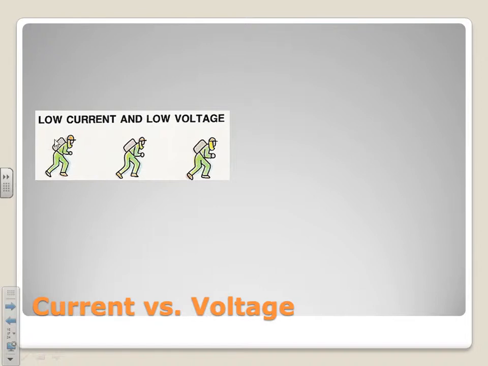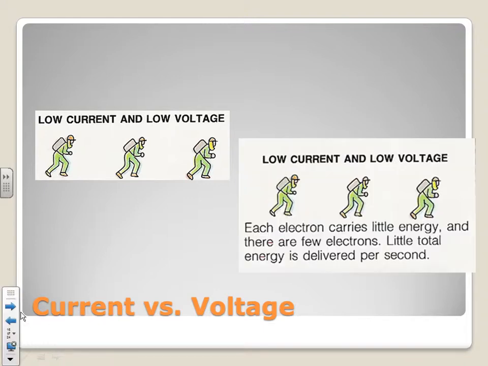Okay. So when we talk about low current and low voltage, current tells us about how many electrons there are. Voltage tells us about how much energy those charges have. So something that's low current and low voltage means that there are not very many electrons, and each one of those electrons doesn't carry very much energy.